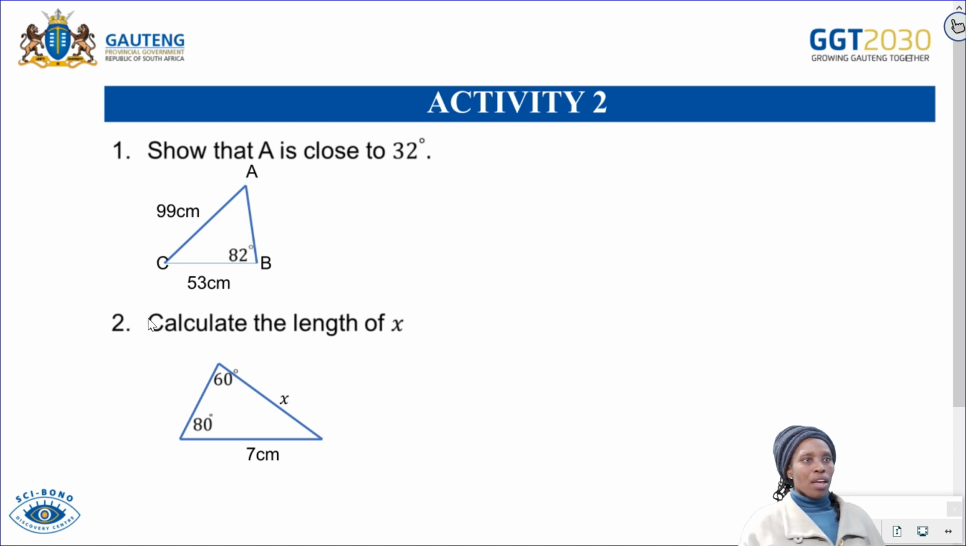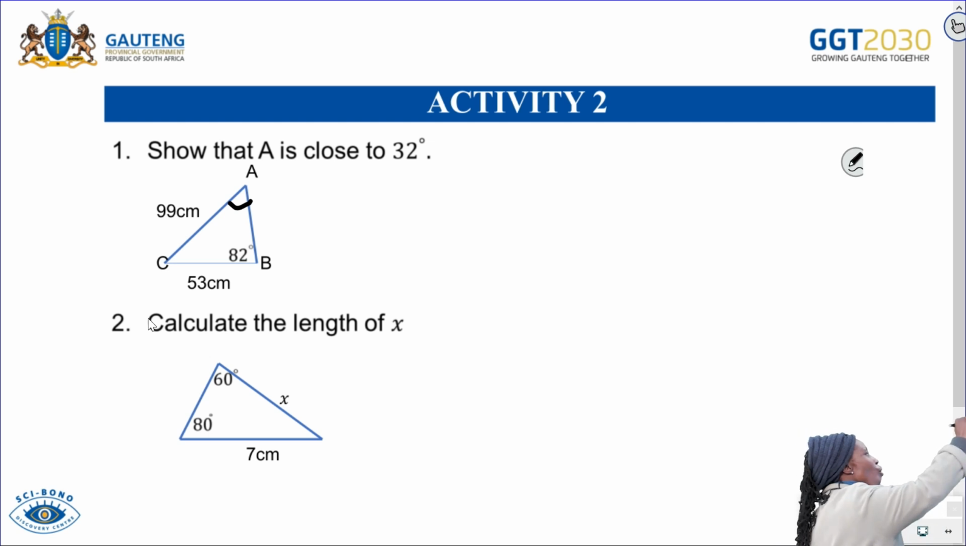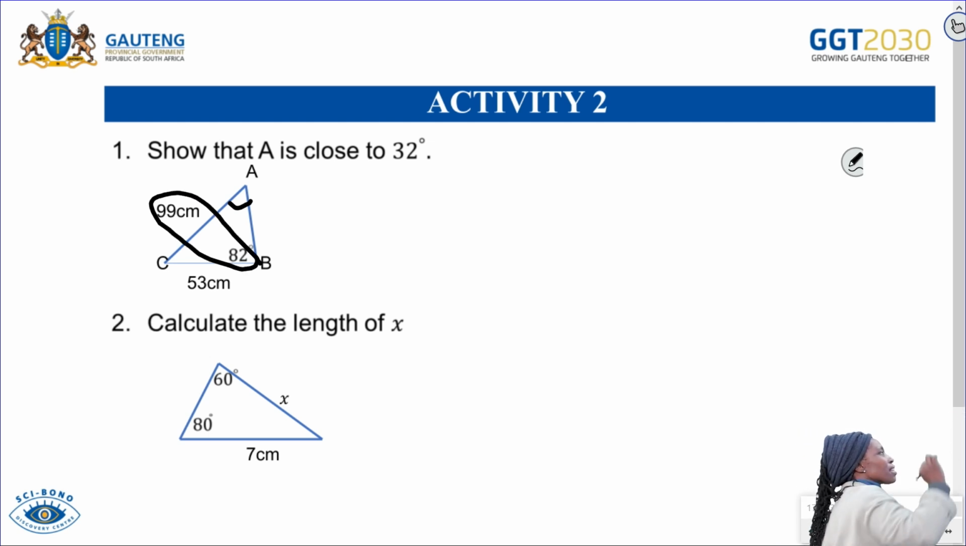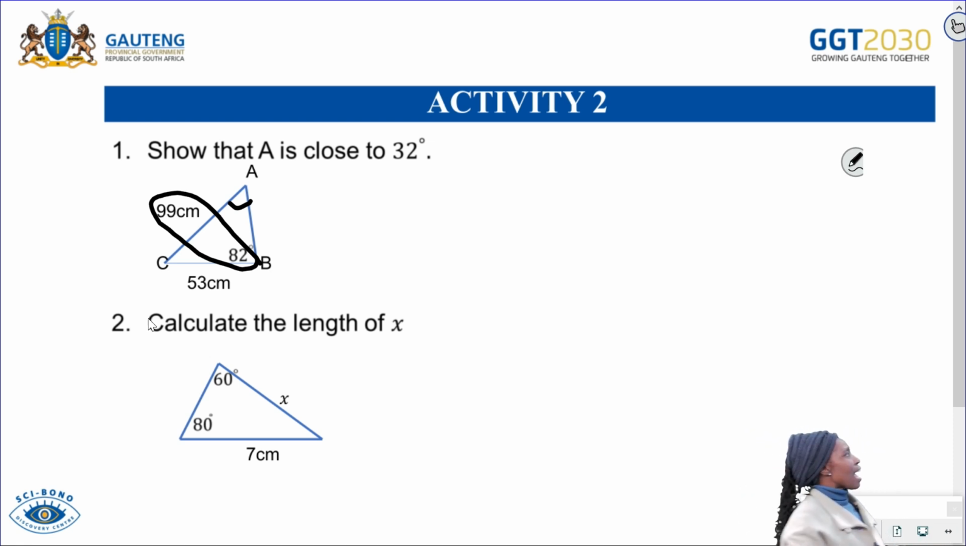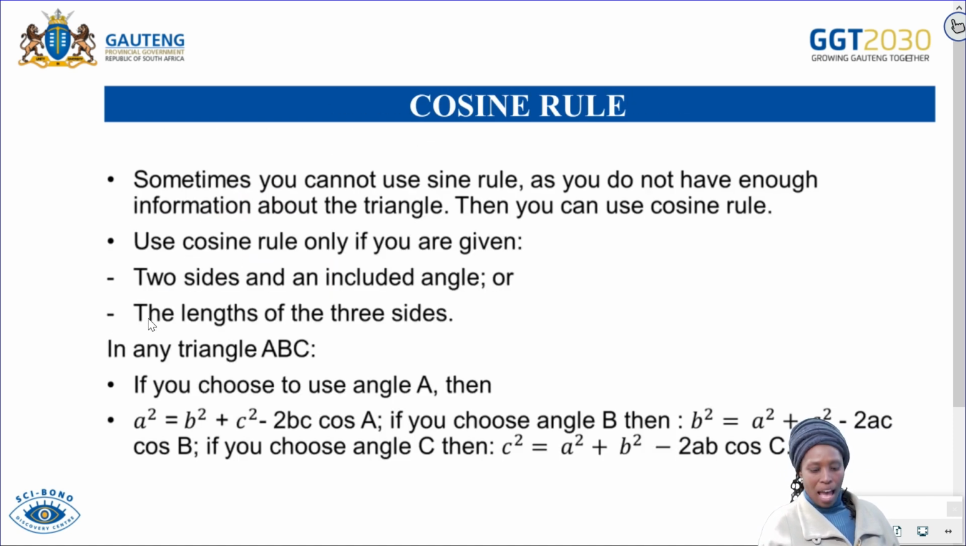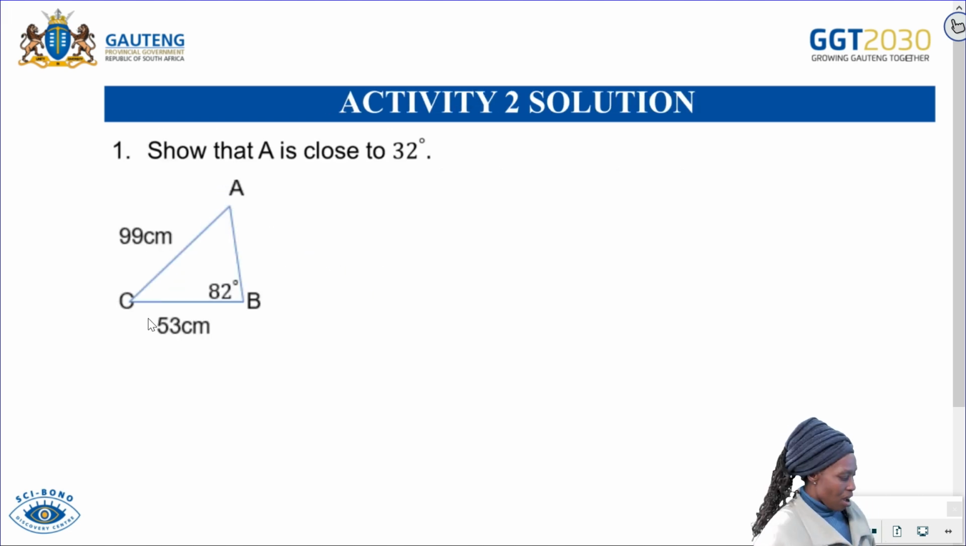Now let's look at the activity. They say show that angle A is close to 32 degrees. Show that angle A, which is this angle, is close to or equivalent to 32 degrees. I am given a full, complete length as well as the angle. And I can see that A is opposite to the side that is given, meaning I am going to use the sine rule to find that. I cannot use any other way.